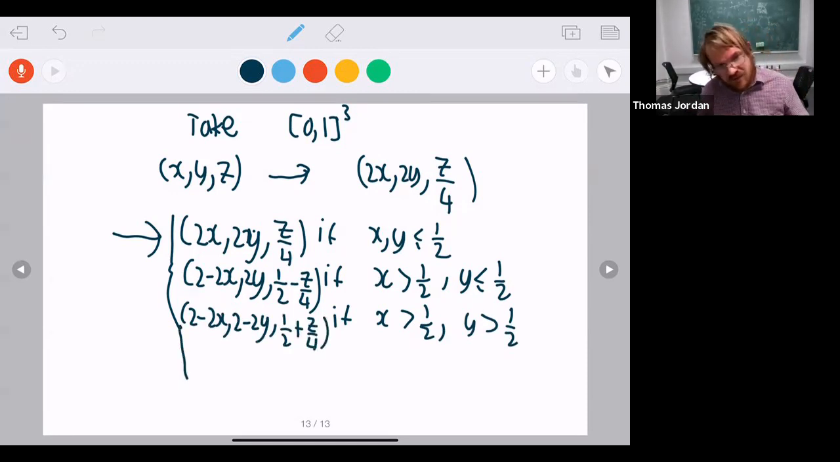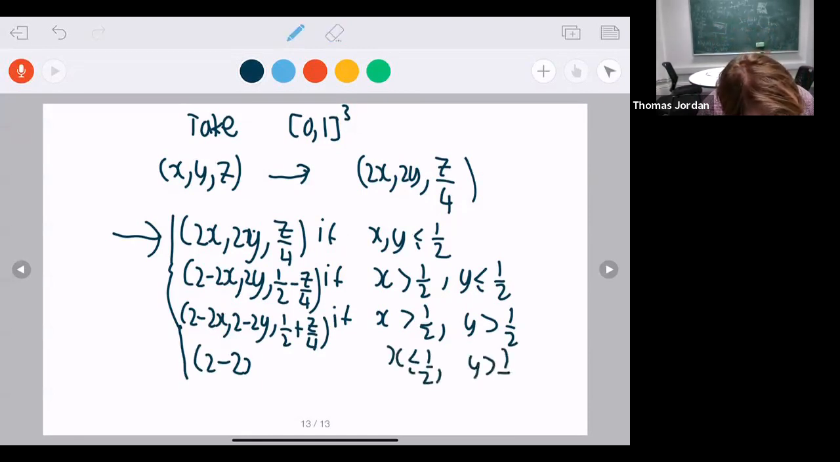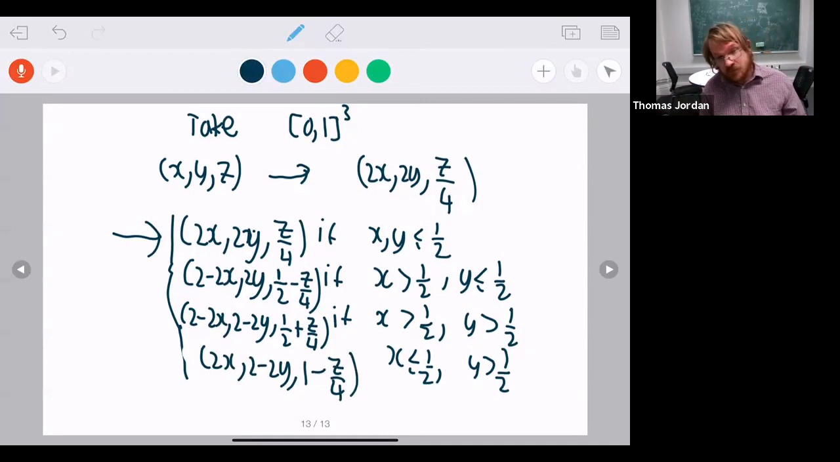And then to complete our Baker's map, we have the case where x is less than or equal to a half, but y is greater than a half. So now the fold is just hitting the y direction. So here we're going to get 2x, 2 minus 2y, and then we're going to fold all the way to the top. So we get 1 minus z over 4 for the height.